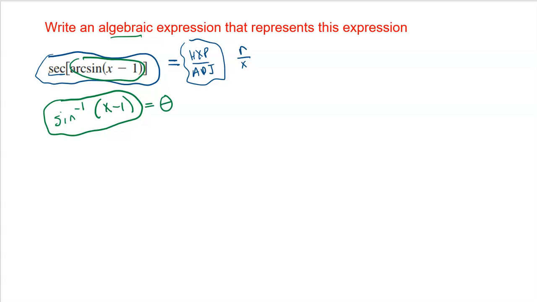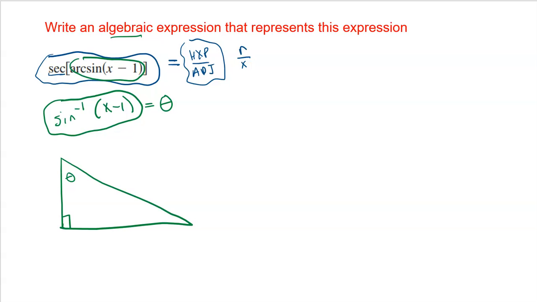The output of an inverse function is an angle. So I can draw a picture of it. I'm not going to be able to draw a whole lot, but I could still do it. So here's a right triangle, and here's theta. Okay, so I drew a picture of theta.